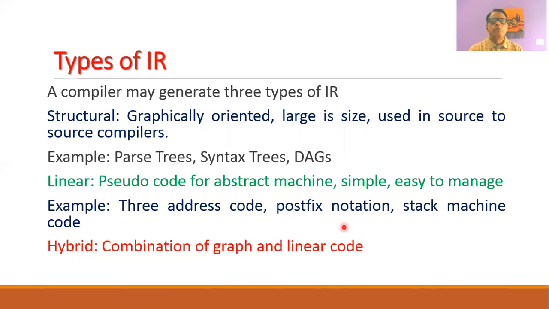The third type of intermediate representation that can be generated by the compiler is a hybrid code, which is a combination of graph and linear code. Say, for example, when the control flow graphs are generated as an intermediate code in the compiler, then you can say that this is a hybrid code because it is a combination of structural representation and linear code.